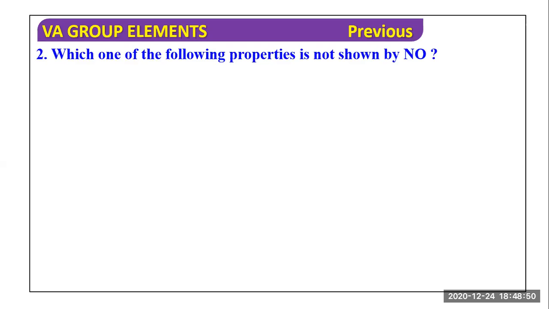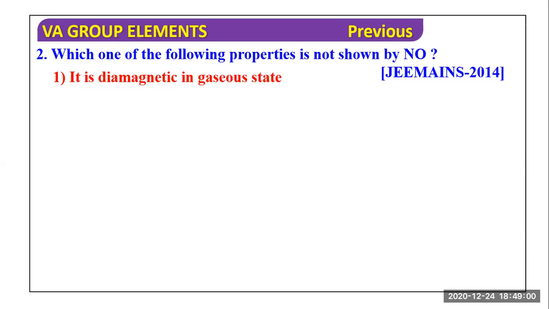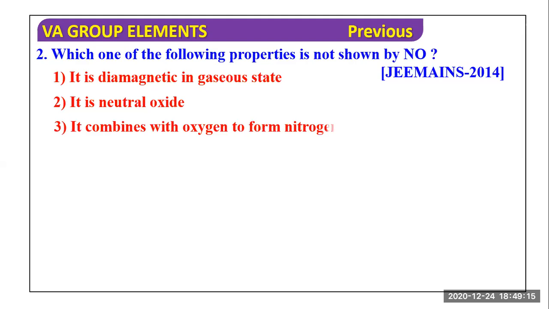The next question: which of the following properties is not shown by NO? NO means nitric oxide. Option 1, it is diamagnetic in gaseous state. Option 2, it is a neutral oxide. Option 3, it combines with oxygen to form nitrogen dioxide. Option 4, its bond order is 2.5.